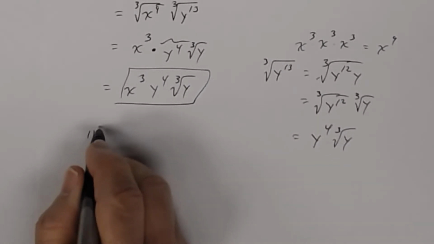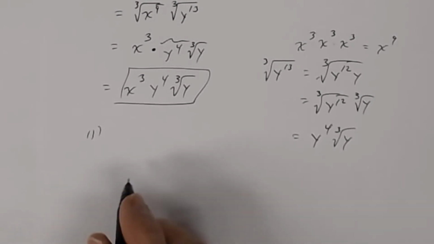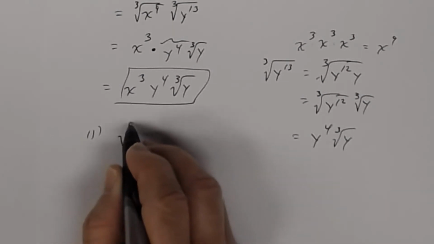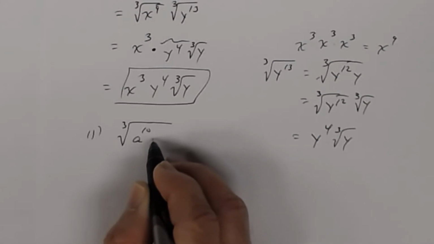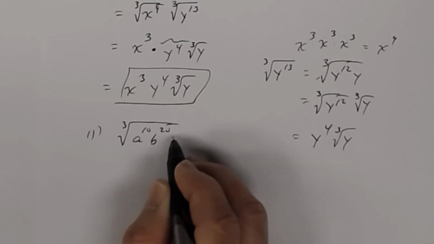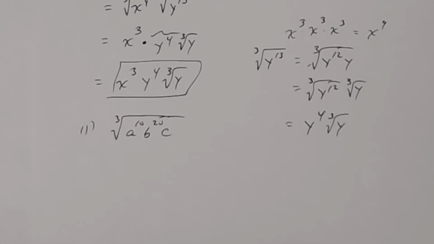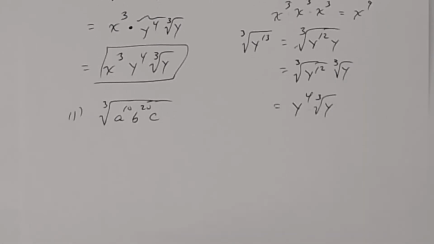Let's look at number 11. Let's do another one, another cube root. Cube root of a to the 10th, b to the 20th times c.